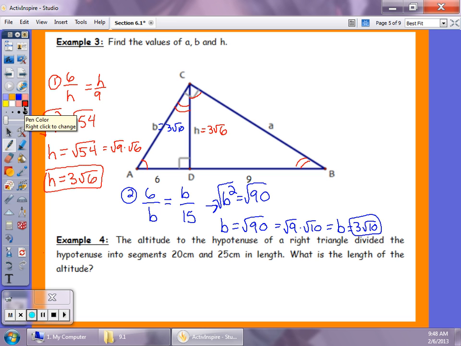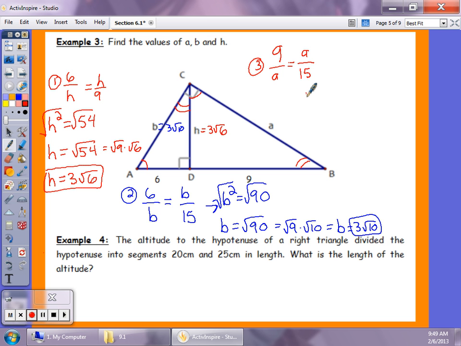For the last example, we're going to go ahead and find a. It's going to be our third step. And we can use the following proportion for a. We can say 9 over a, I'm going to try not to make my 9s look like my a's, is going to be equal to a over 15.